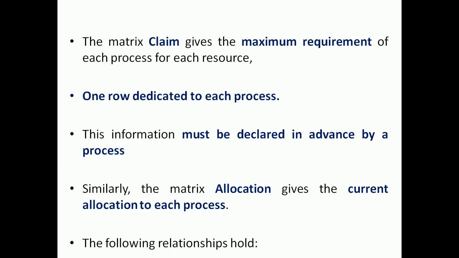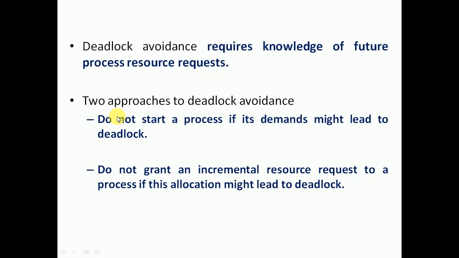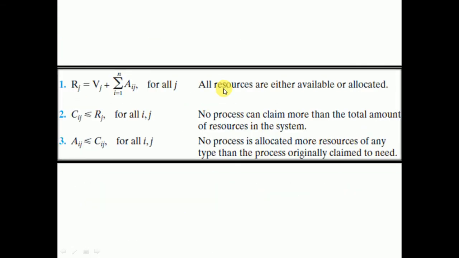So when we have this concept, the following relationships are supposed to hold. R is called a resource, so Rj, where j is a resource, Rj is equal to Vj. What is Vj? Vj is the available resources, plus summation of i equal to 1 to n Aij. What is A? A is the matrix that defines the allocation. That is, the total number of resources is equal to the available number of resources plus the already allocated resources. Okay, and Cij is less than or equal to Rj.